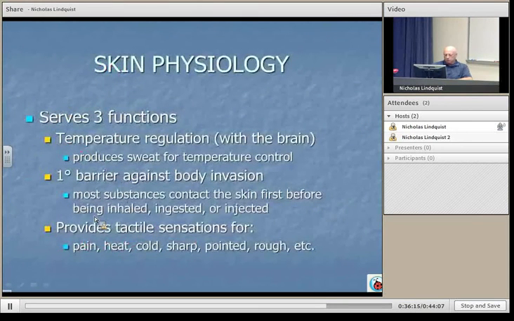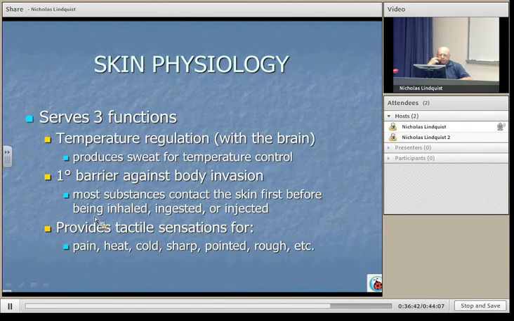The skin serves basically three primary functions. One is temperature regulation, along with the brain. It's able to either produce sweat to help us control hot temperatures, or it can cause the body to shiver to help us generate heat and have that heat stored in the body.